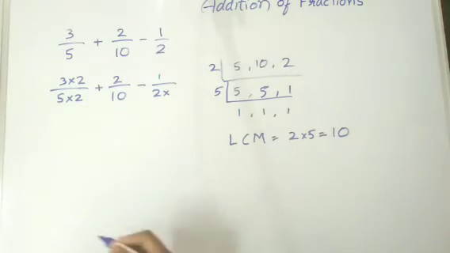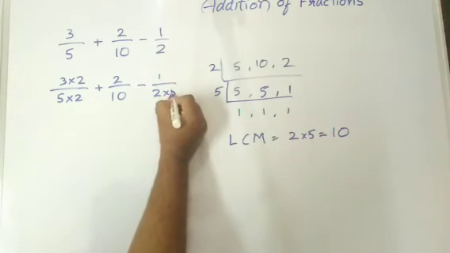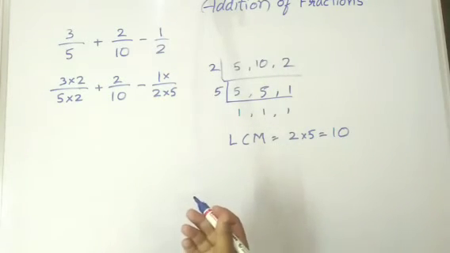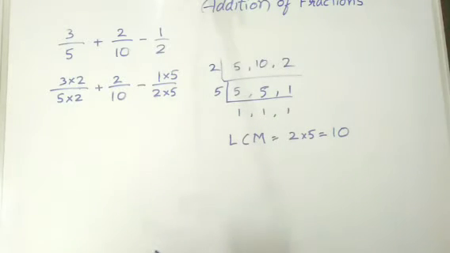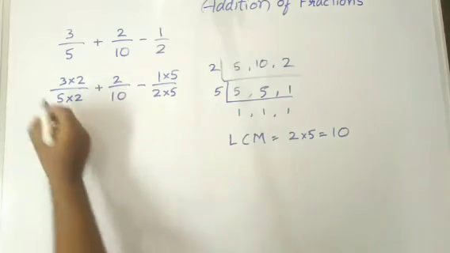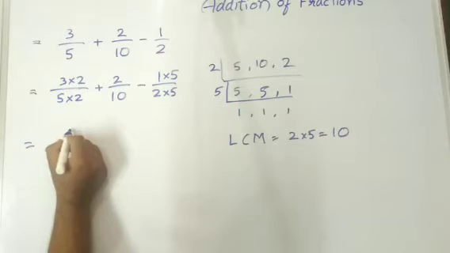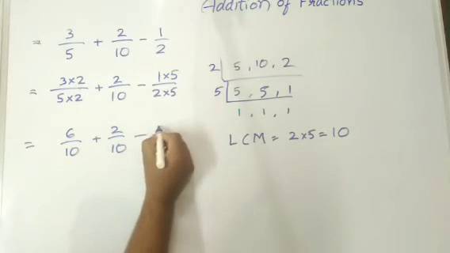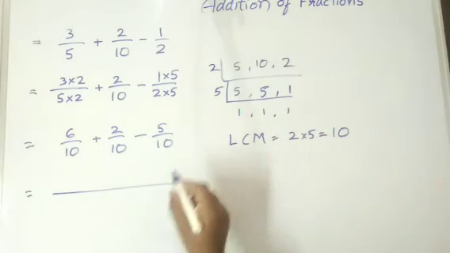When will the 2 become 10? If I multiply by 5. If I only multiply the denominator by 5, is it enough? No, we should multiply the numerator also. Then the 5 cancels and once again we get the same number. So now here it is 6 by 10, it is 2 by 10, it is 5 by 10. Now see, all the denominators are equal.